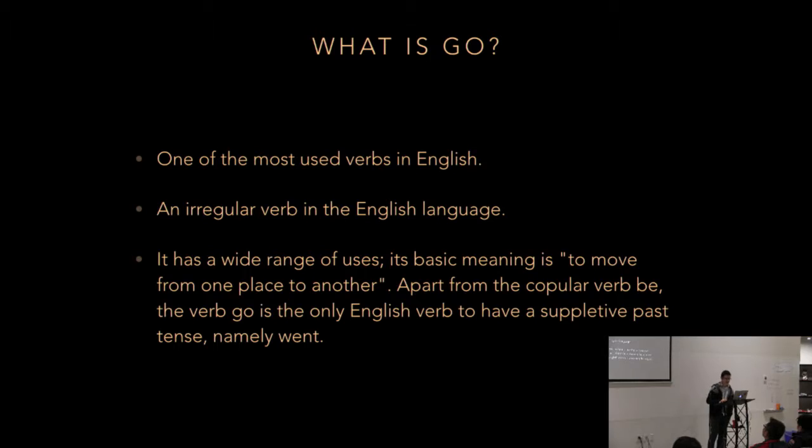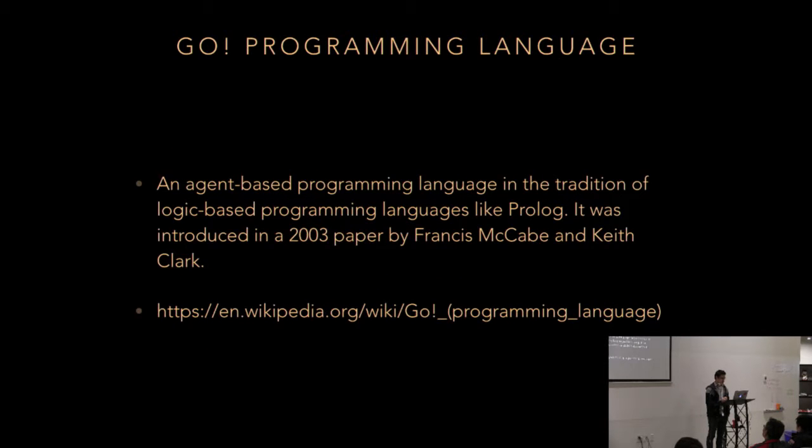So the presentation is about Go. Go is one of the most used verbs in English, but this is not a presentation about English. This is a presentation about the Go programming language. The problem is that on Wikipedia you can find two pages called the Go programming language, one with an exclamation mark and another one without the exclamation mark. The presentation is about the second one. I'm going to show the slide later.